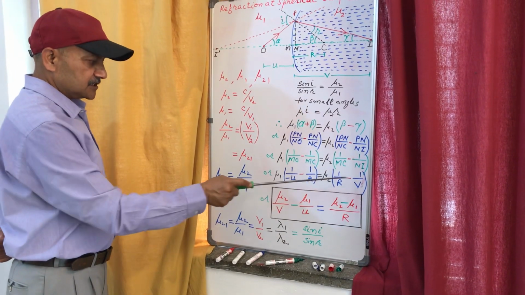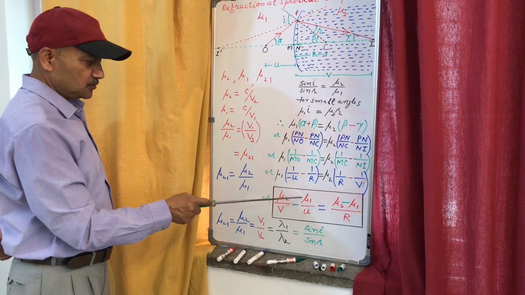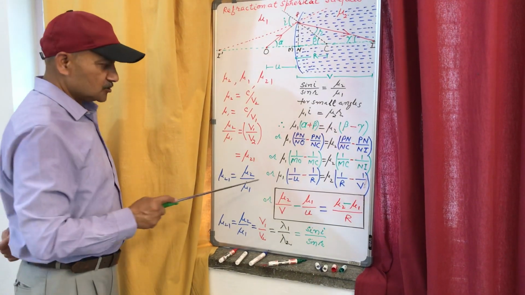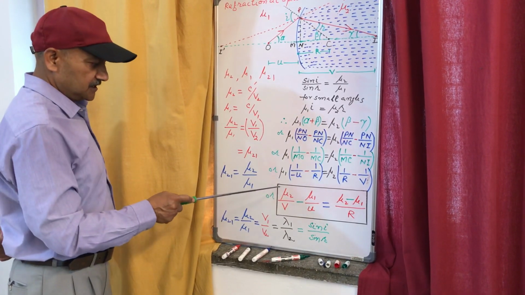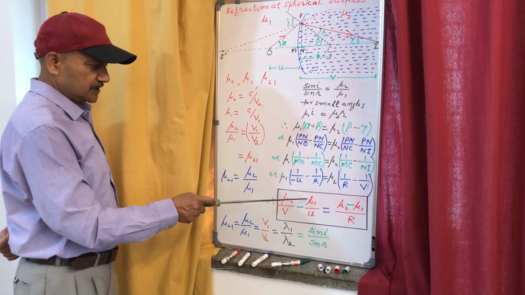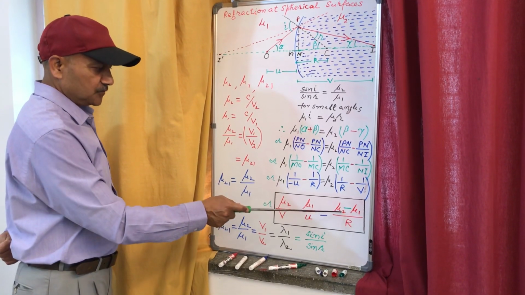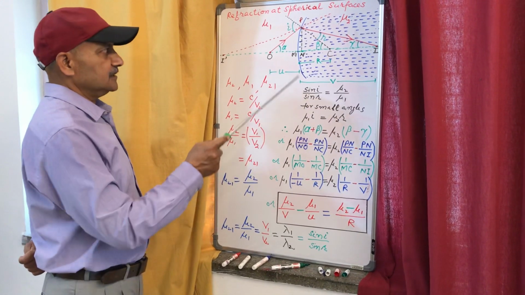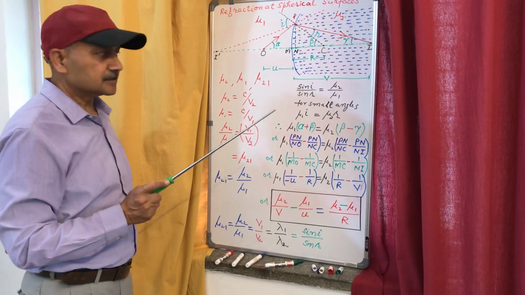Now when we rearrange these terms, we write mu2 upon V minus mu1 upon U is equal to mu2 minus mu1 upon R. So this is the final relation we have to achieve. Now how to remember this equation? In this medium lies the image. This is the distance of the image. In this medium lies the object. This is the distance of the object. And on the right side, mu2 minus mu1 upon the radius of curvature. So this is the relation between mu1, mu2, u, v and R.